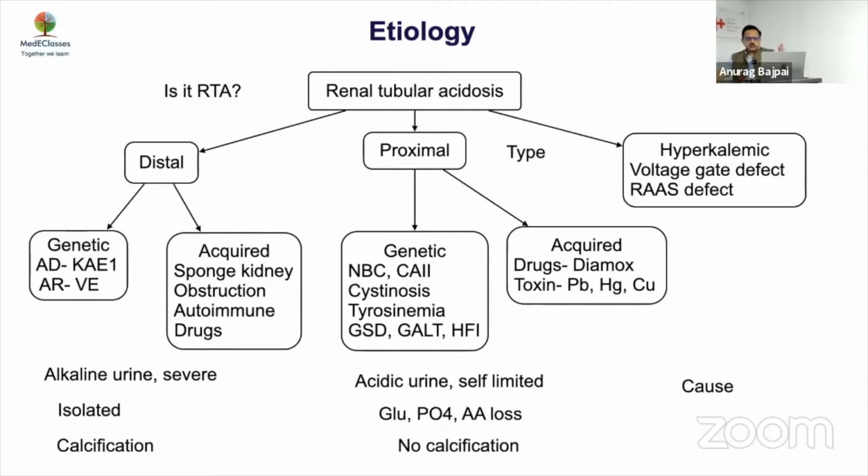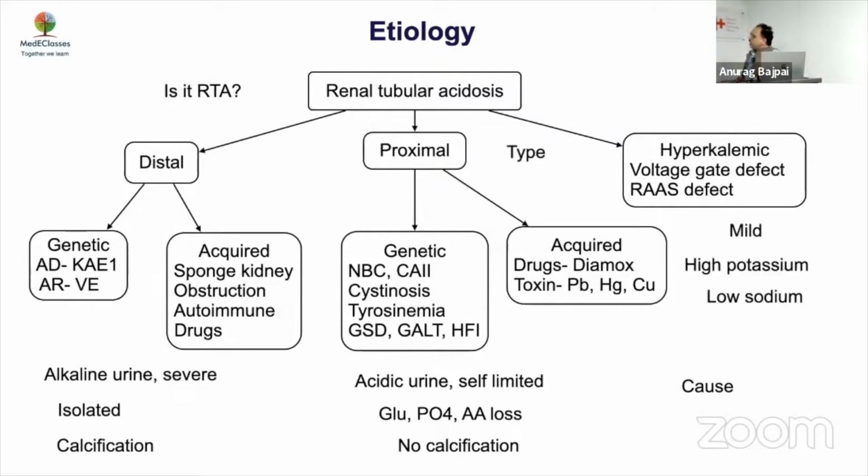I'll be focusing predominantly on distal RTA because all 4 cases we have chosen are distal RTA, which is more common, more severe, and more likely to present to you with failure to thrive, calcification, fractures, or paralysis. Now, the question you will ask is: is this child presenting to us having RTA? If it is RTA, whether it is proximal or distal, and then what is the exact cause.